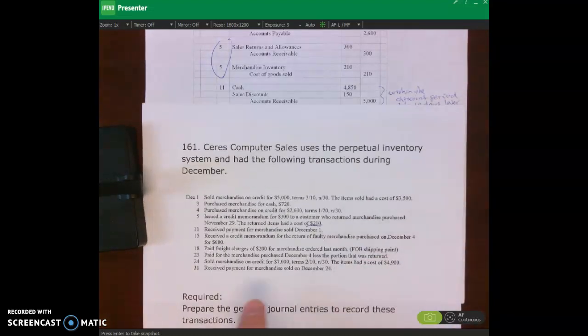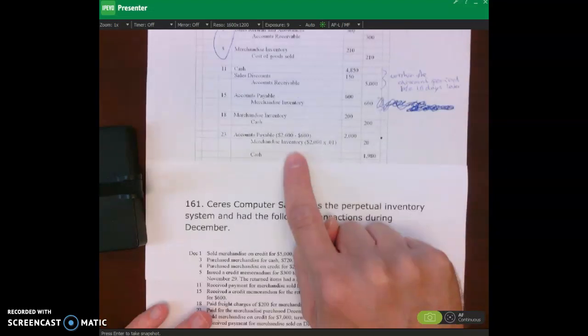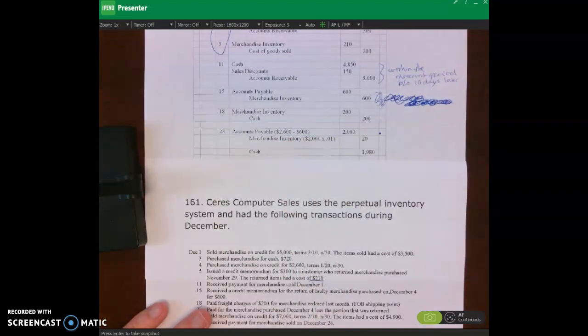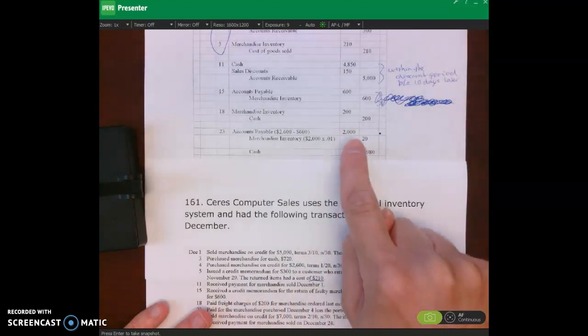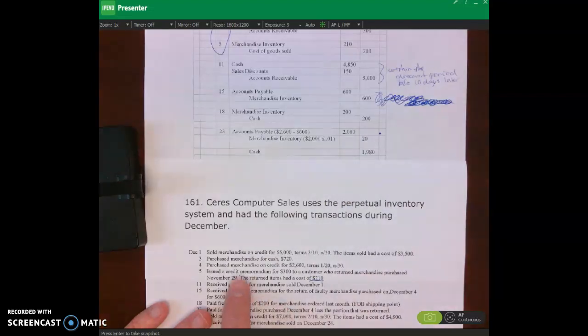Okay? It says on the 23rd, paid for the merchandise purchased on December 4th, less the portion that was returned. So we have to look over here, and remember, we had our $2,600 of purchased merchandise, but then we returned $600 right over here. That means our outstanding accounts payable is only $2,000. And then we have to look back over here.